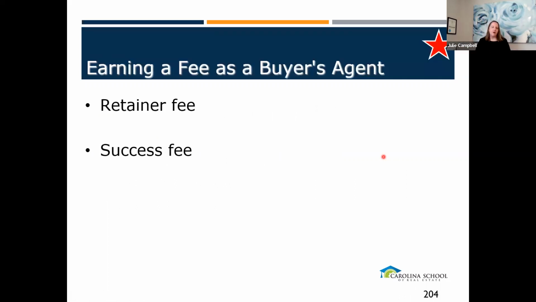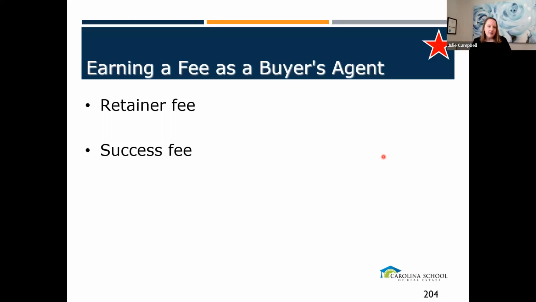Your firm may allow you to collect a retainer fee from your buyer. A retainer fee is like a flat amount up front. Pay me in advance for the gas I'm getting ready to put on my car, the wear and tear on my tires. That stuff ain't cheap today, is it? Gas, tires, that stuff is not cheap. So some agents, some firms allow them to collect a retainer fee up front.